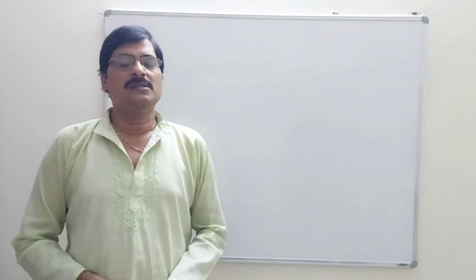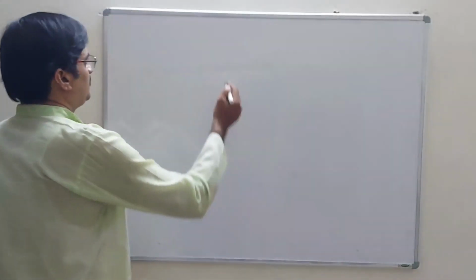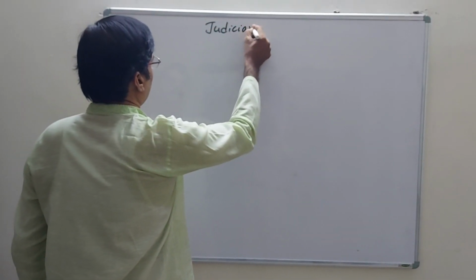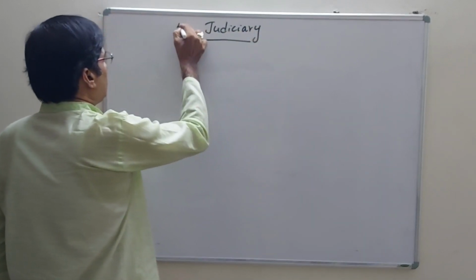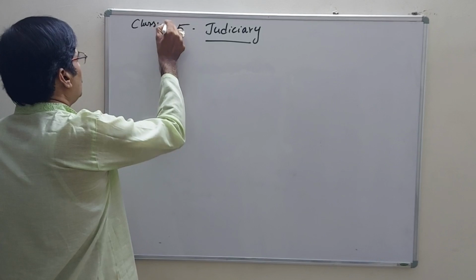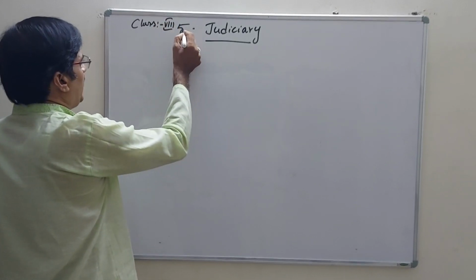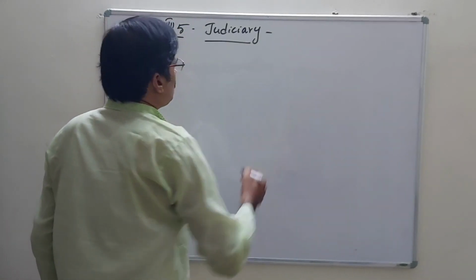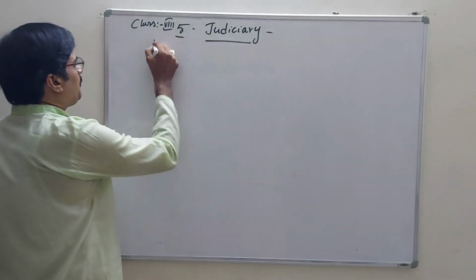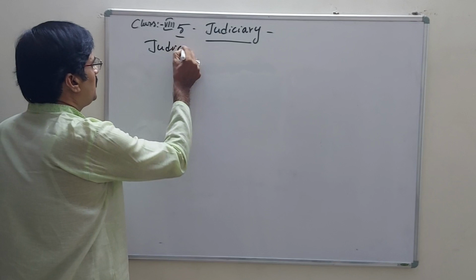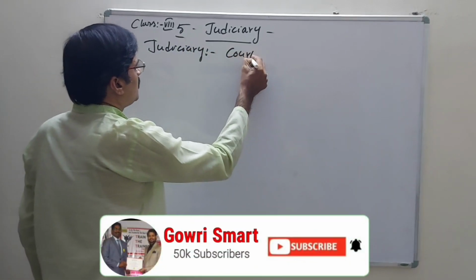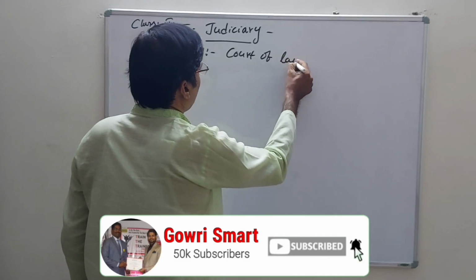The topic is Judiciary. This is lesson number 5, class 8. This is the topic of civics. Okay, let us come to the point. Judiciary means court of law.